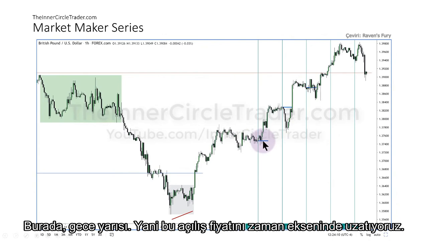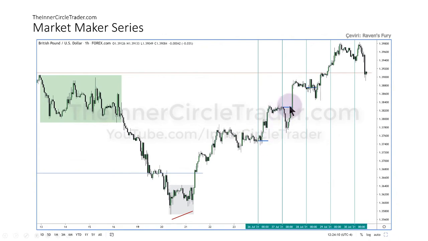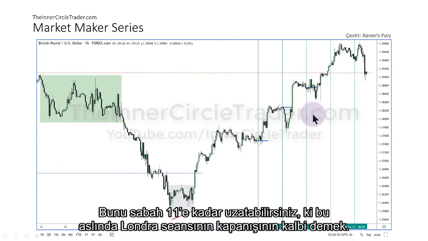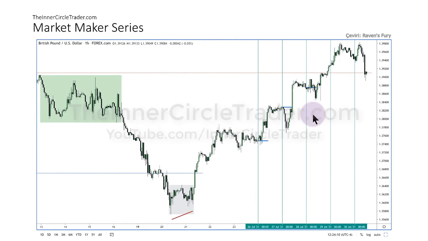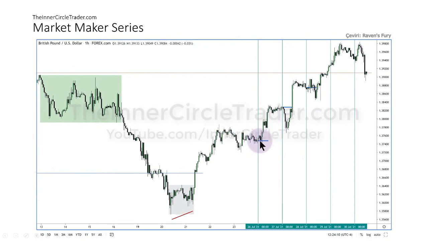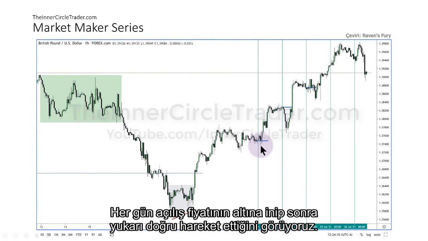So we have this opening price here, extended out in time. How far is this going out? It's just showing till 10 a.m. You can take it out to 11 a.m., which basically is the heart of London close. So the idea is if you're bullish, you want to be buying at or below or very close to the opening price each day. We see it trade below the opening price and it rallies up.